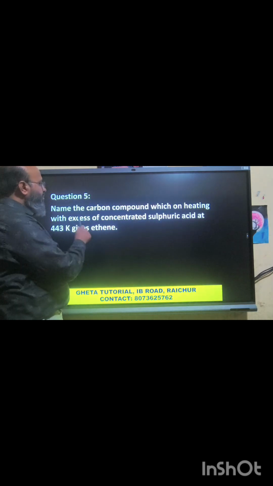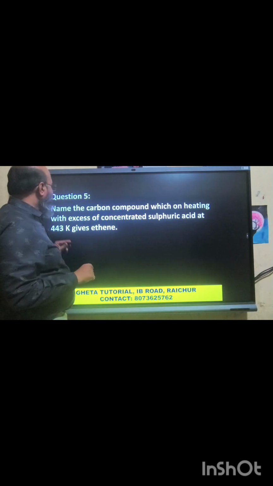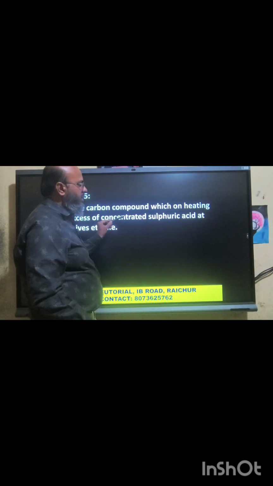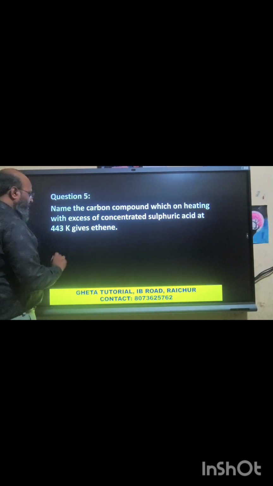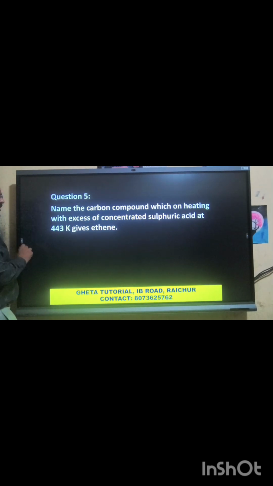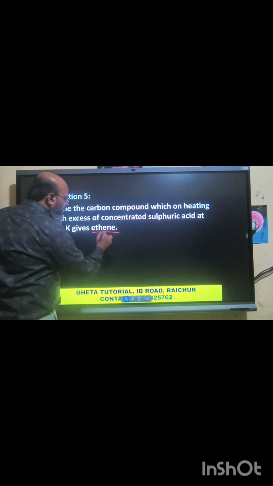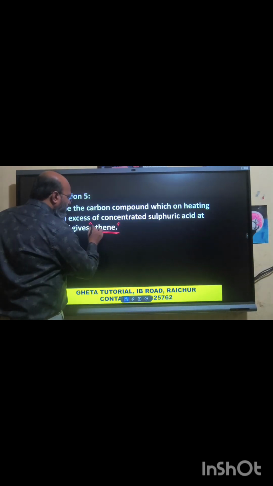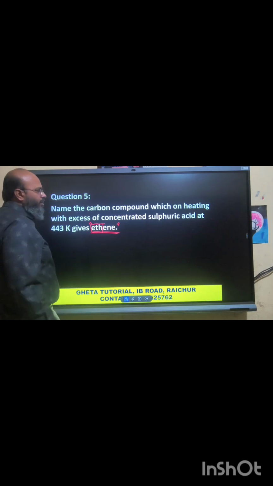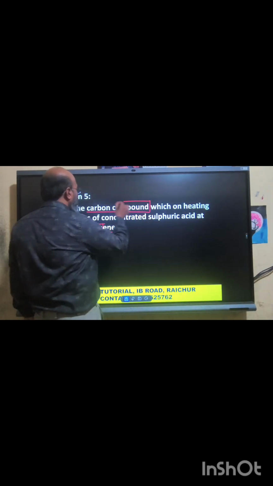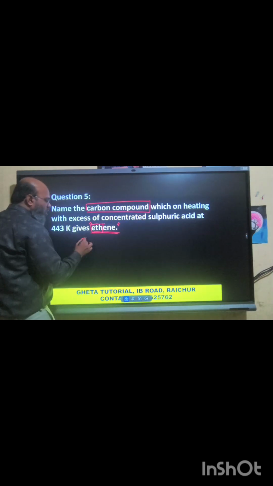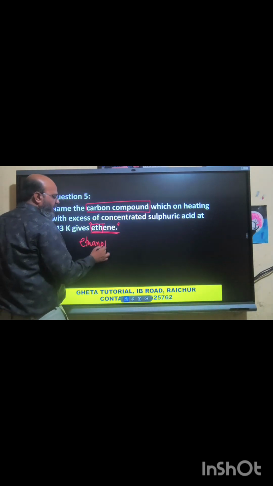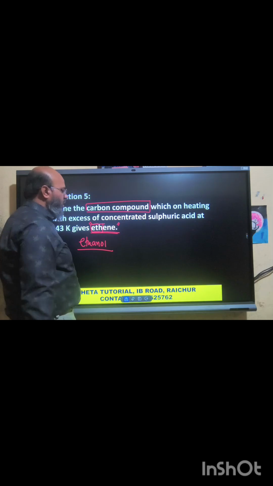So here is the question. Name the carbon compound which on heating with excess of concentrated sulfuric acid at 443 Kelvin gives ethene. Here the product forming is what? Ethene. So here is the ethene. The first three letters, as we know, are eth. So maybe the carbon compound starts from eth. So the name of the carbon compound is what? Ethanol. It is an alcohol group.